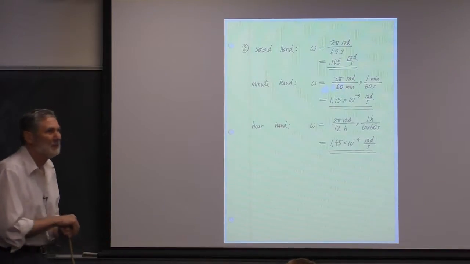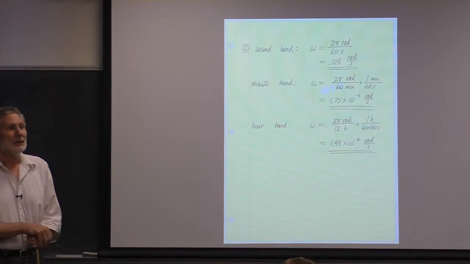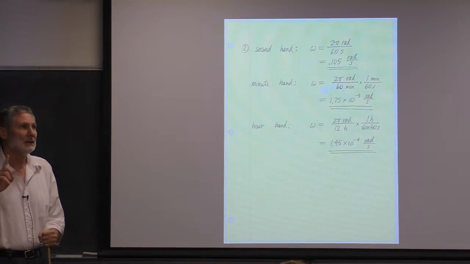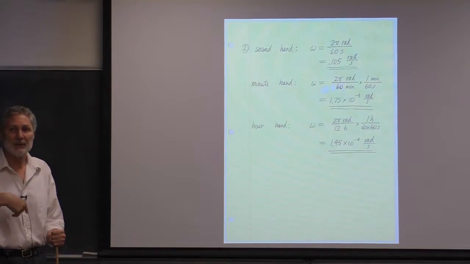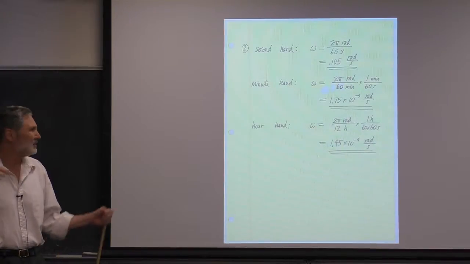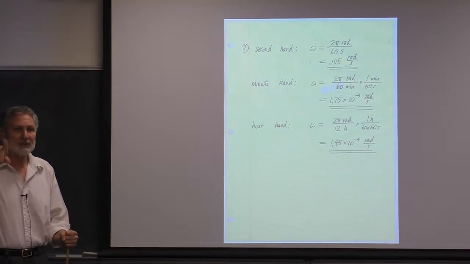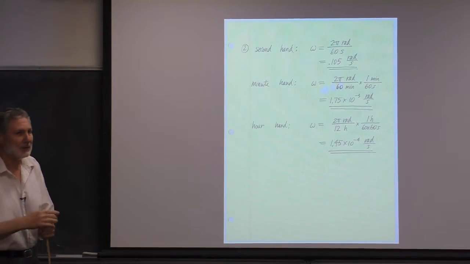All right, what about the minute hand? Well, there are different ways of doing this, but I think this is probably the easiest. It does 2 pi radians, goes around once, and how long?